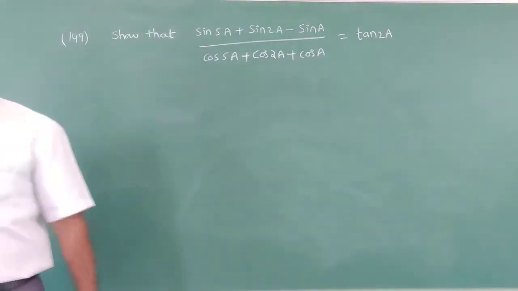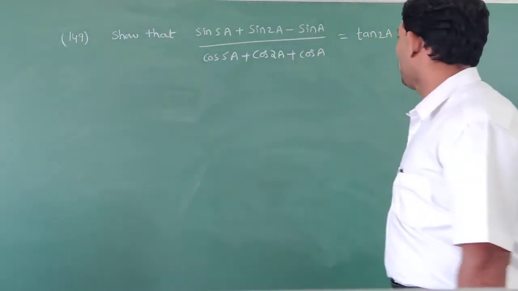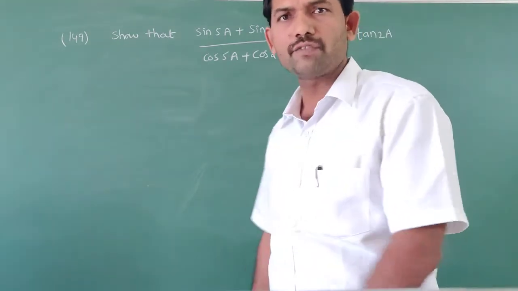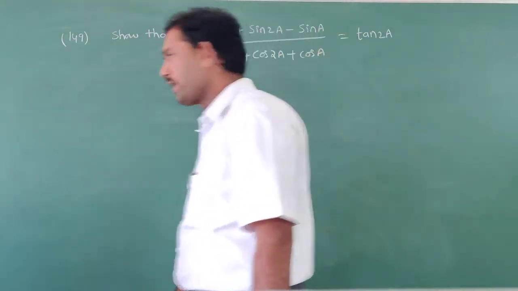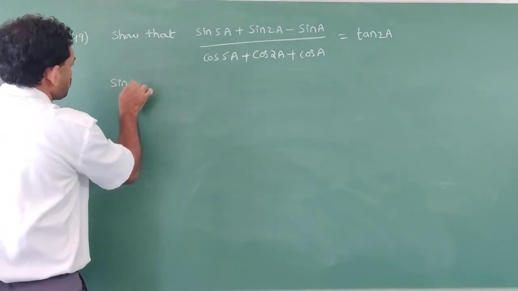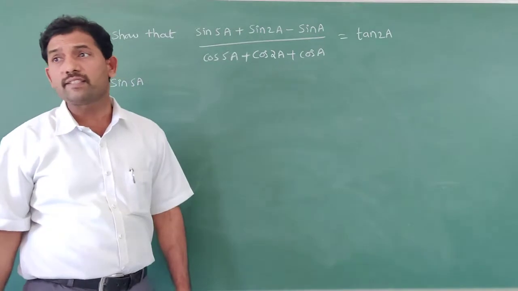See this question. You are going to get tan 2A, like the models we already did. Now use transformation formulas only. Take sin 5A, that is the biggest angle. So what is the smallest angle?